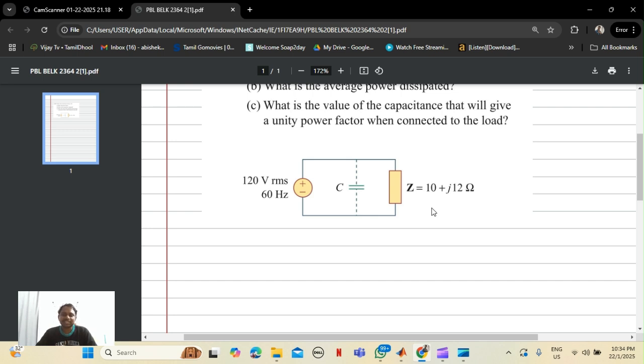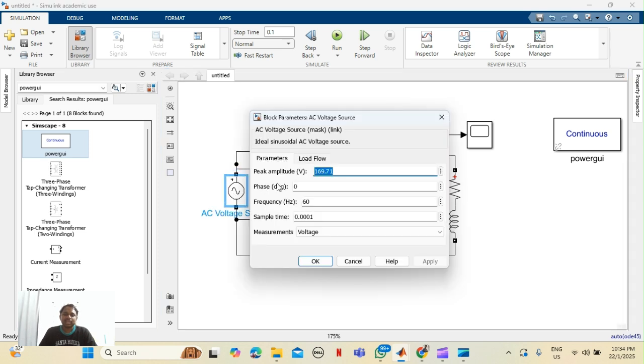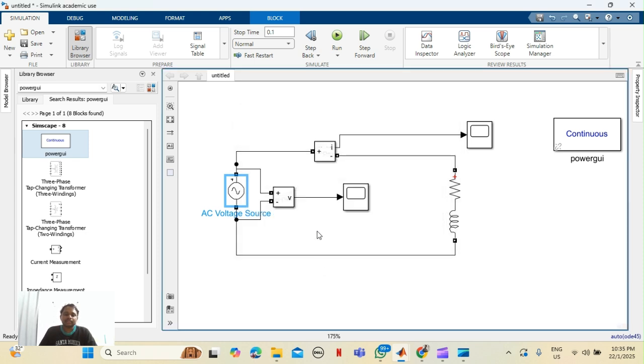Now I'm going to demonstrate it in MATLAB. As you can see, we have a voltage source, and to find the peak amplitude we have to multiply Vrms by the square root of 2, and we get the value of 169.71, and the frequency is 60 Hertz. After that, we have connected a voltage measurement. To do that, we have to connect it in parallel to our voltage source, and the output of our voltage measurement is connected to a scope.